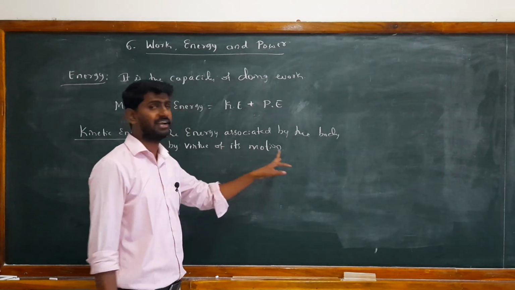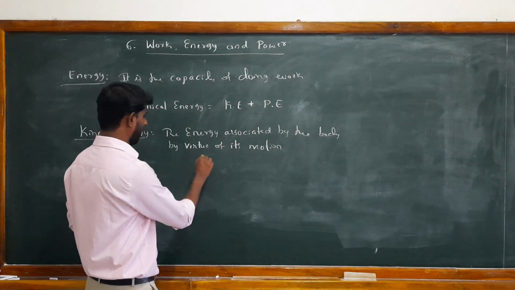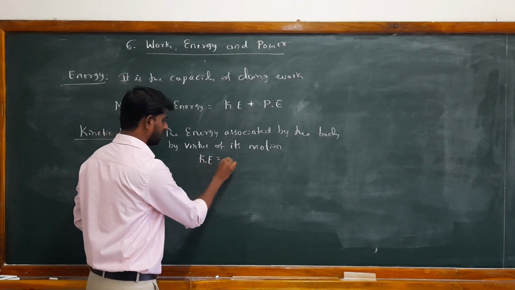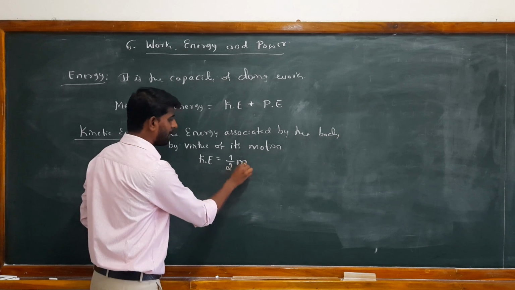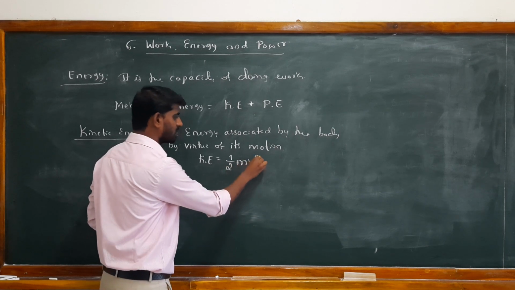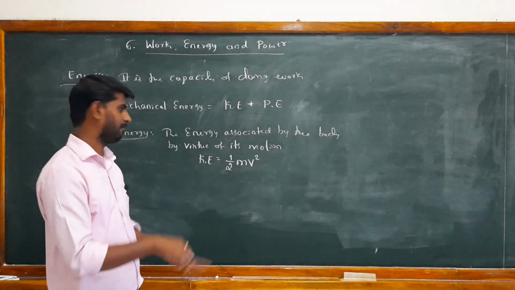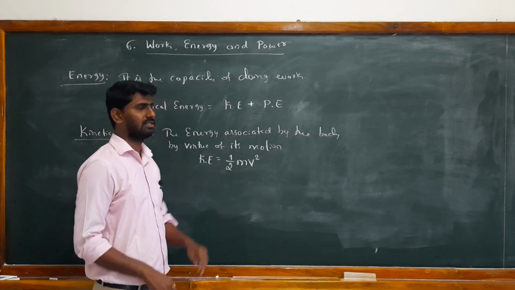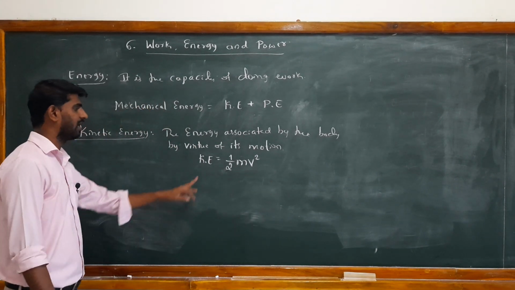Kinetic energy. And its formula is: kinetic energy is equal to half the mass of that moving body times the speed of that moving body squared, half m v square. This is the dimension formula for kinetic energy.